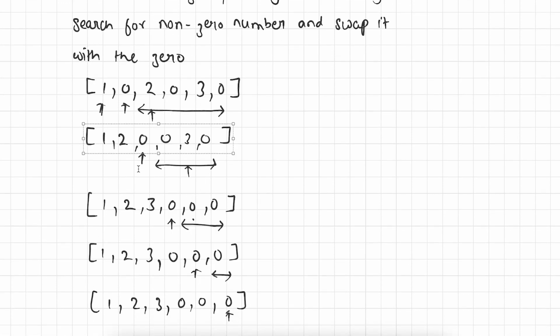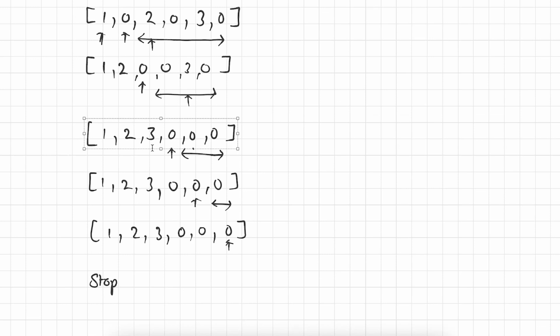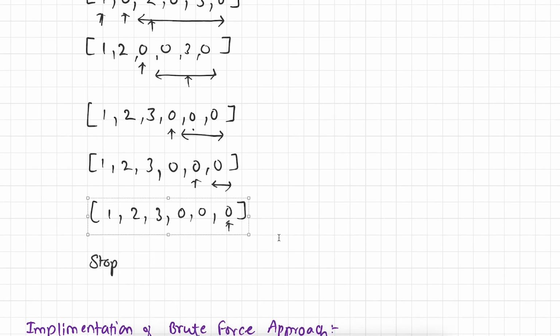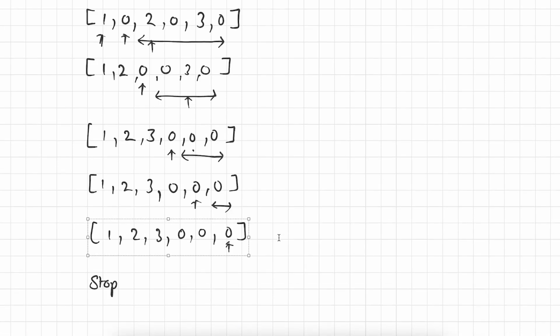Then we move to the next element, that is 0. Again we have to search towards the right for a non-zero element, and we find that 3 is the non-zero element. So we swap 0 with 3. We get our array as 1, 2, 3, 0, 0, 0. Then we move to the next element and the next element. In this case, we do not have any non-zero element present in the array after number 3. Once we complete the process, we stop. This is how we finally moved all the zeros to the end. So this is the basic idea of the brute force approach.